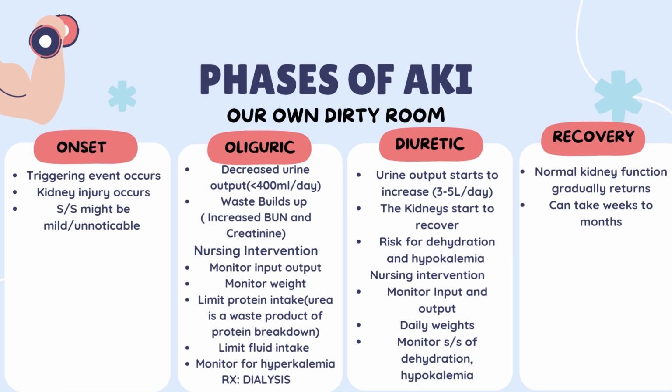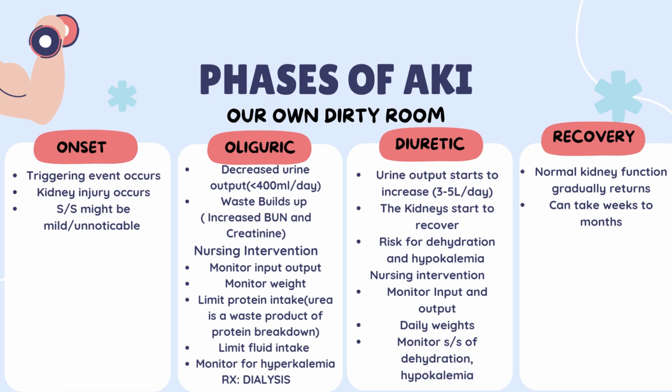During the oliguric phase, there will be a decrease in the urine output that is less than 400 ml per day, and also an increase in the BUN and creatinine levels, since these are our waste products. So what can you do as a nurse during this oliguric phase? Monitor input output. If a patient does not have a catheter, you can catheterize them to make it easier. You should also monitor their weight. Limit protein intake, since urea is a product of protein breakdown. Limit fluid intake to prevent fluid overload. And also monitor for hyperkalemia.